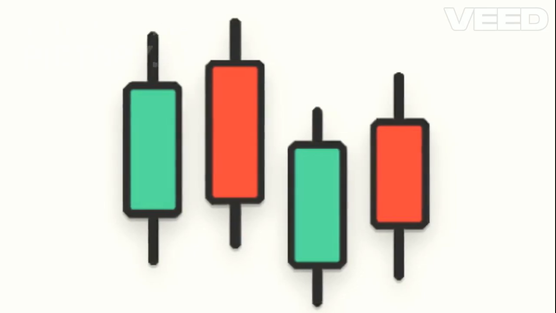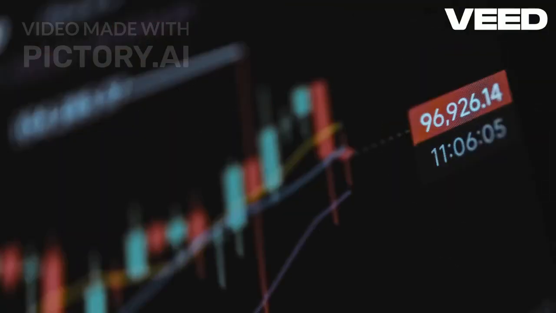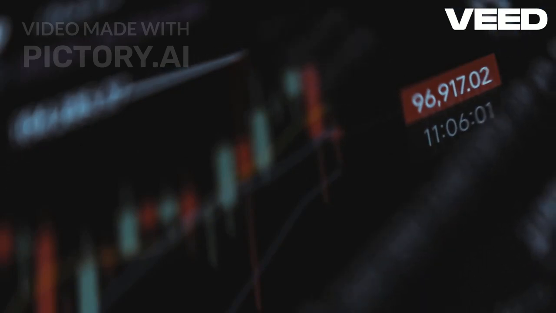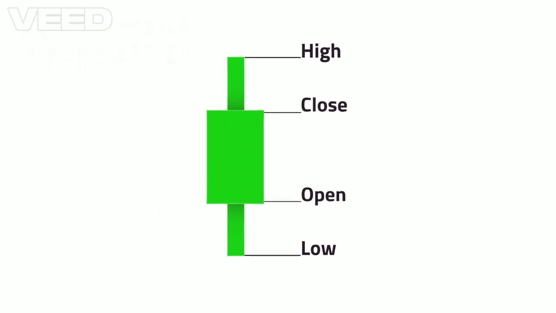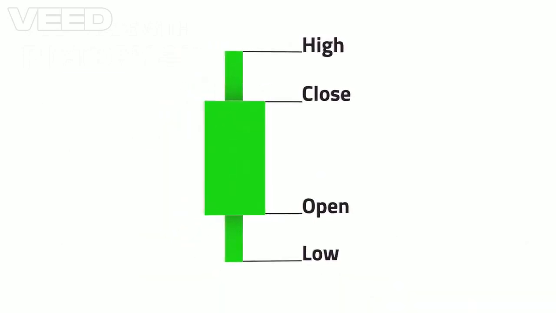What are candlesticks? First up, what exactly is a candlestick? A candlestick is a graphical representation of price movement in a specific time frame, whether it's 1 minute, 5 minutes, or 1 day. Each candlestick shows 4 important things: open, where price started; high, the highest price reached; low, the lowest price reached; close, where the price ended.